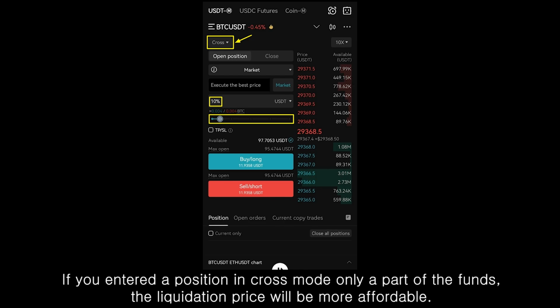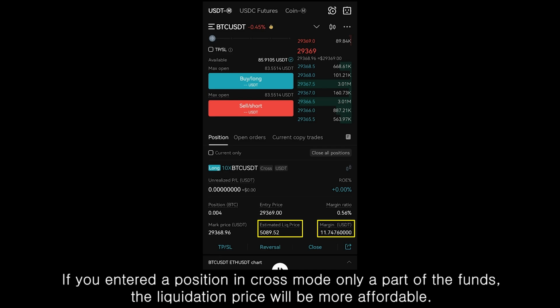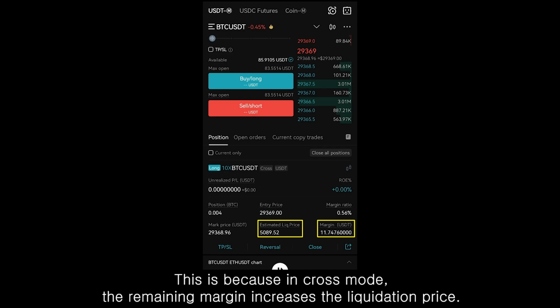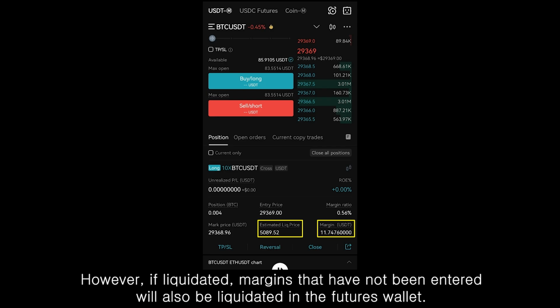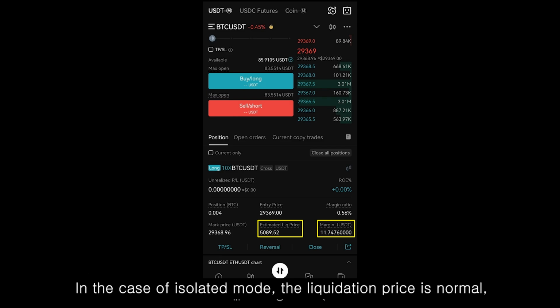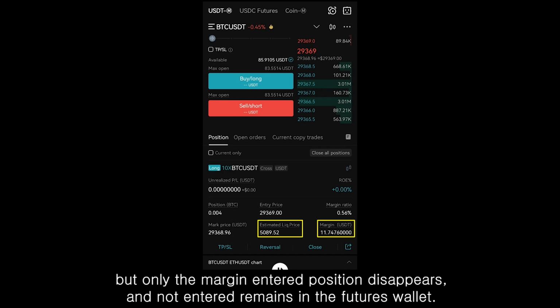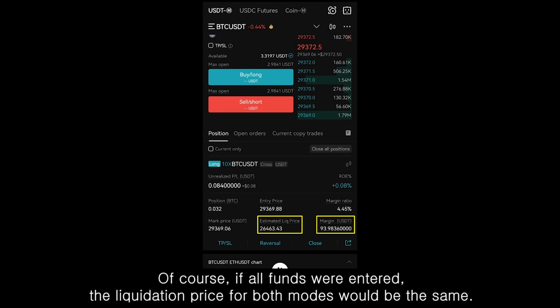If you entered a position in cross mode, with only a part of the funds, the liquidation price will be more affordable. This is because in cross mode, the remaining margin pushes the liquidation price further away. However, if liquidated, margins that have not been entered will also be liquidated in the futures wallet. In the case of isolated mode, the liquidation price is normal, but only the margin entered in the position disappears, and the margin not entered remains in the futures wallet. Of course, if all funds were entered, the liquidation price for both modes would be the same.